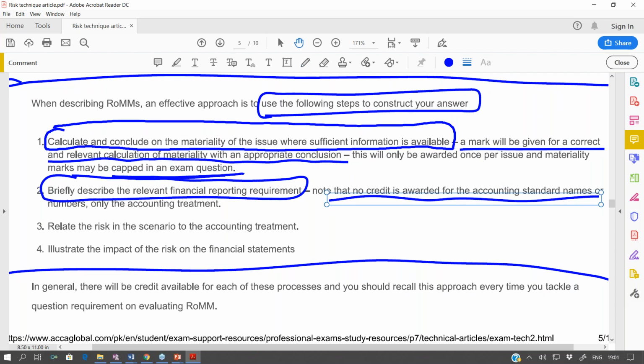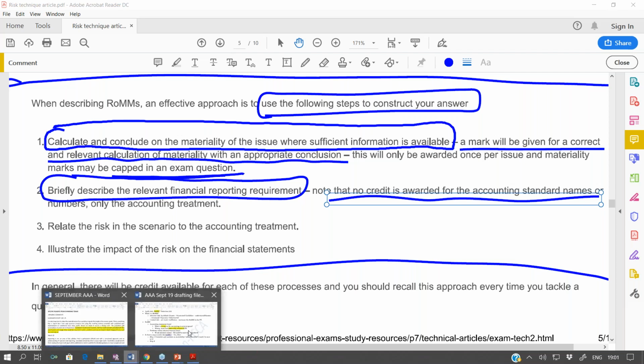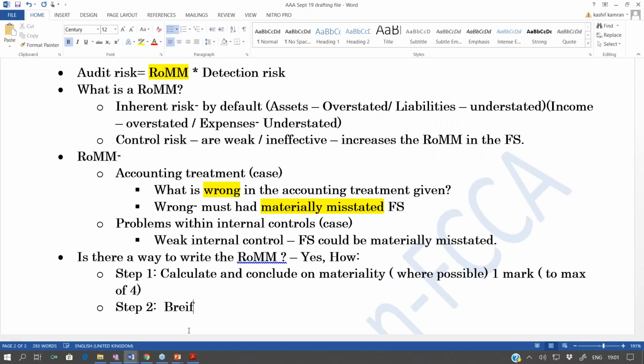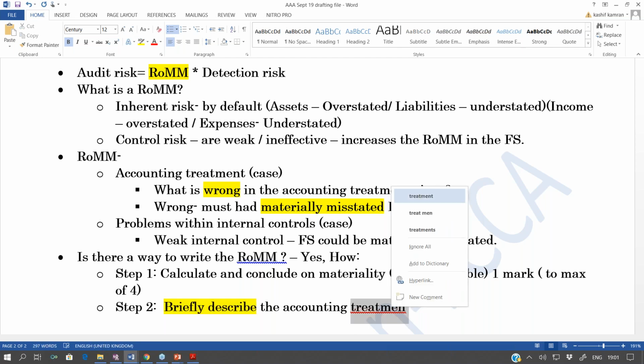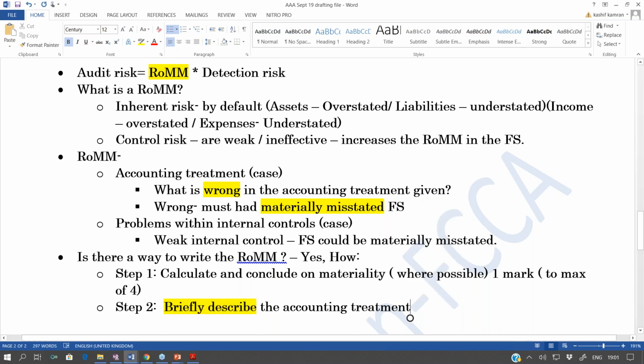So what is the examiner saying in step 2 to us? That you need to briefly describe the accounting treatment. I'm highlighting briefly describe because that's something you overlook most of the time as students. Briefly means concise, concisely describe the accounting treatment. And I'll demonstrate in my session today, once I start the practice, how to write concise accounting treatments.